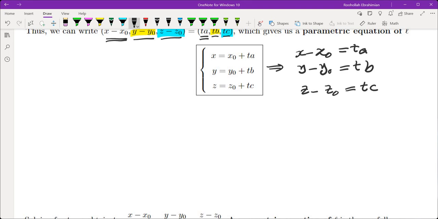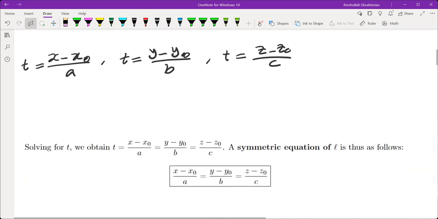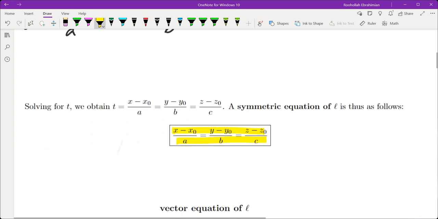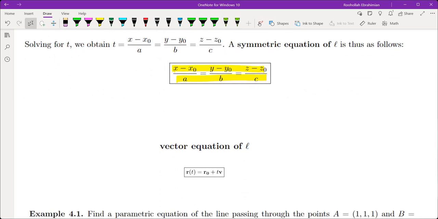Now, dividing by a, we get x minus x naught over a equals t. And y minus y naught over b is equal to t, and z minus z naught over c is equal to t. So that means these three are equal, and that gives us what we call the symmetric equation of a line. So x minus x naught over a equals y minus y naught over b equals z minus z naught over c.